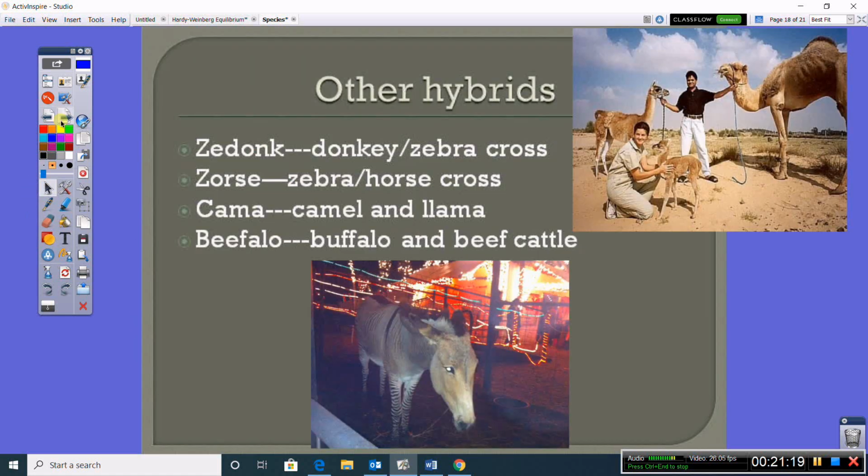Other hybrids worth noting, there's zedonks. I don't know if Hollywild still has one of those. They used to have a zedonk there, a donkey-zebra cross. There's a zorse, a zebra-horse cross. There's a cama. Look how cute it is. That's a camel-llama cross. And then there's beefalo, a cross between buffalo and beef cattle. So this is still hybrid, usually examples of hybrid sterility. Even though all these different hybrids can happen, most of these are going to be sterile, or at least either the male or the female is sterile.